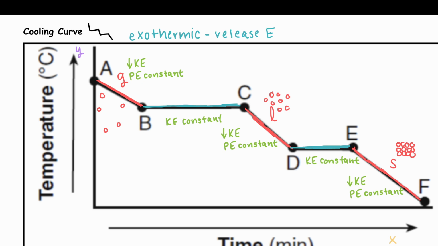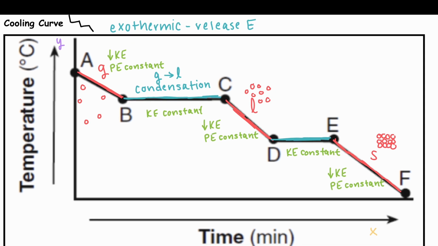So from a gas to a liquid, that's condensation. And from a liquid to a solid, that's freezing or solidification. Okay, and at these phase transitions, condensation and freezing, your potential energy is going to be decreasing.